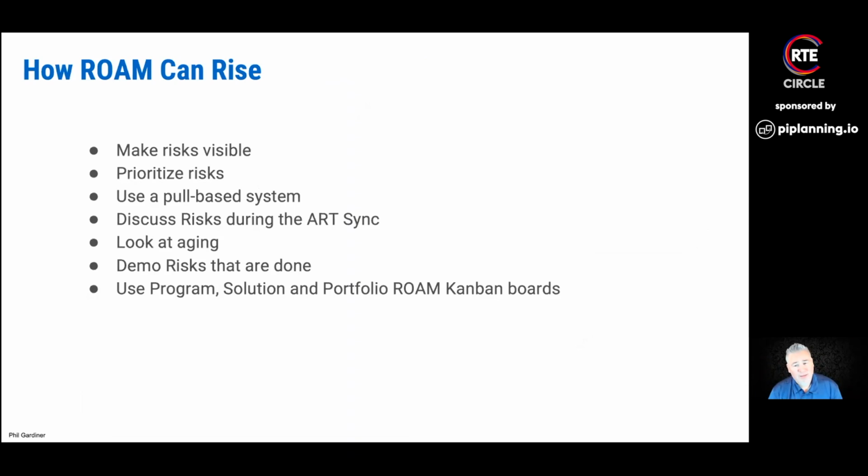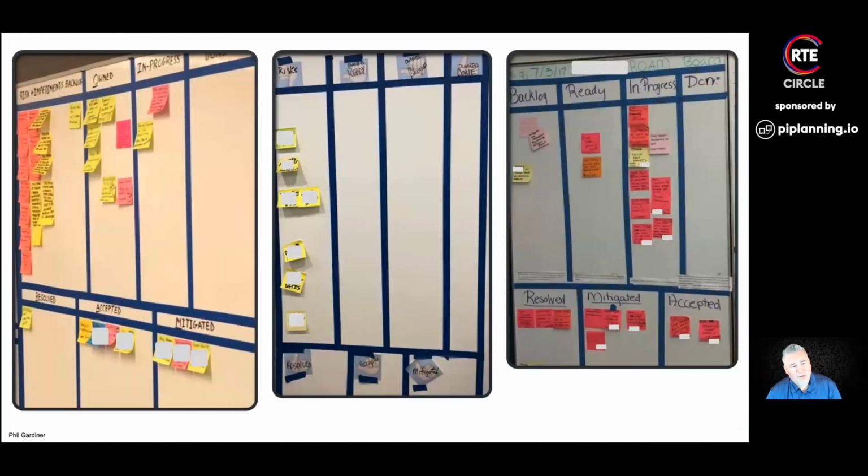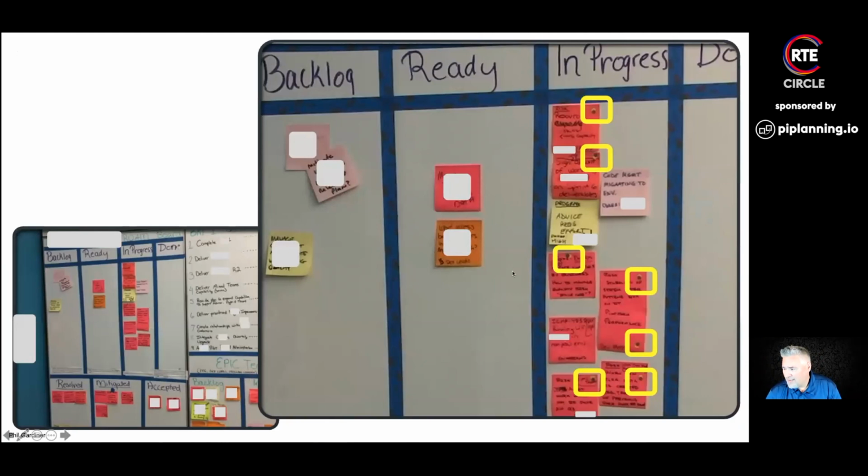So in summary, there are lots of different ways you can really make ROAM rise with the use of Kanban. I've got a couple of pictures here. We've all seen the standard risk board. I've had lots of customers who've used this, with ready, in progress, and done. And if you look at this one here, you can even see those dots.